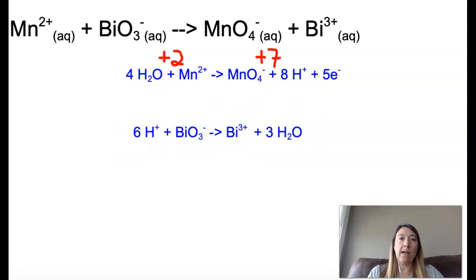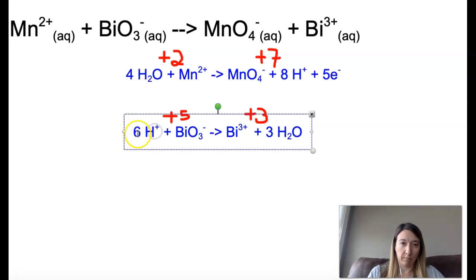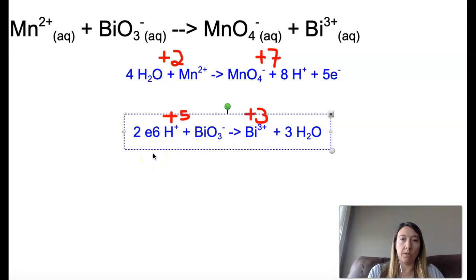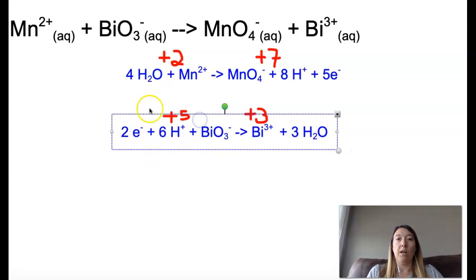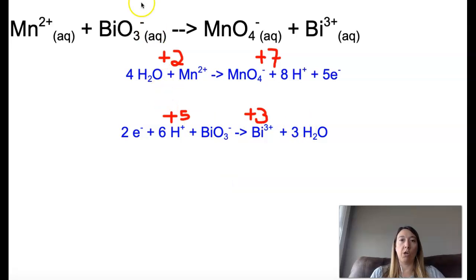Okay, so same thing down here. We look at this. I have 6 positives from the hydrogen and a negative, so I have plus 5. And then on this side, I have plus 3 from the Bi. There's nothing from the water. So we are going to have to add 2 electrons so that we have plus 3 on this side, right? Because plus 5 minus 2 gives us 3. We now have balanced out those charges.